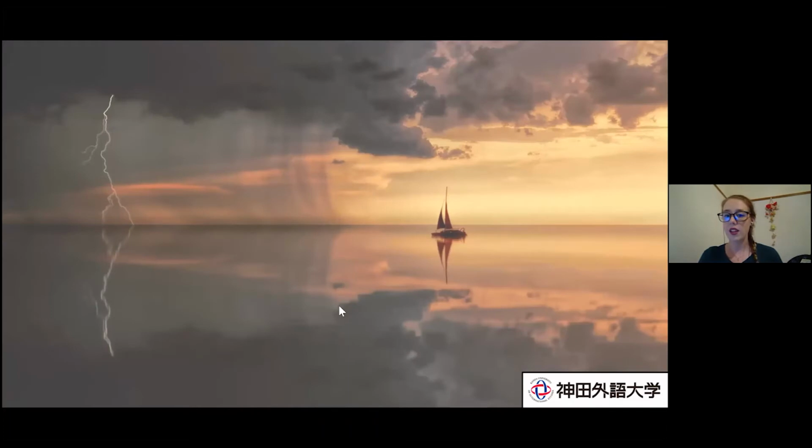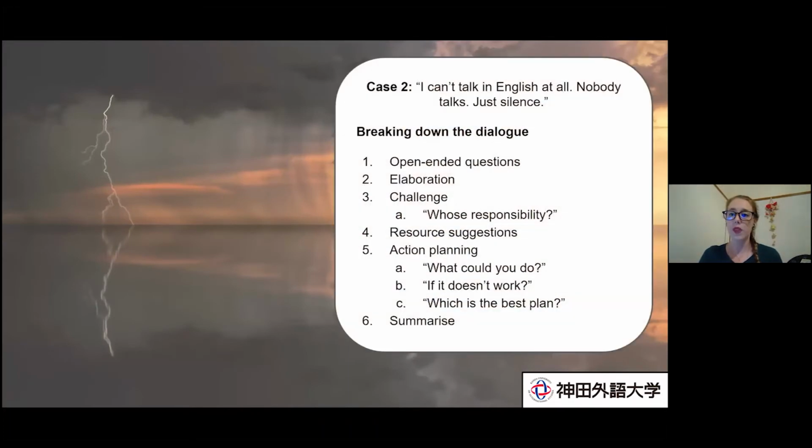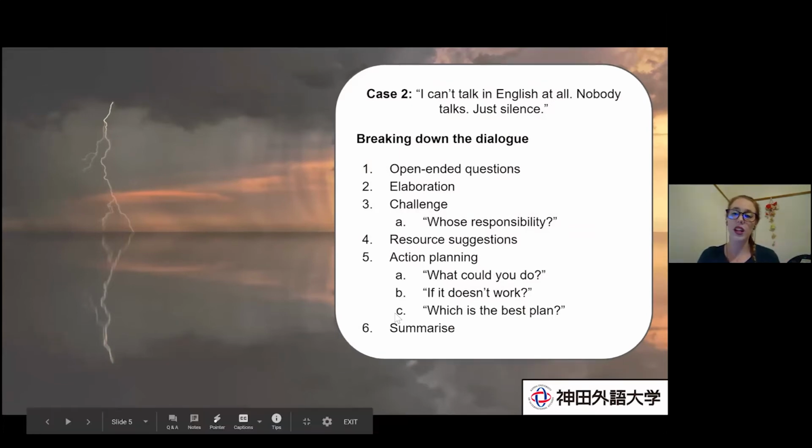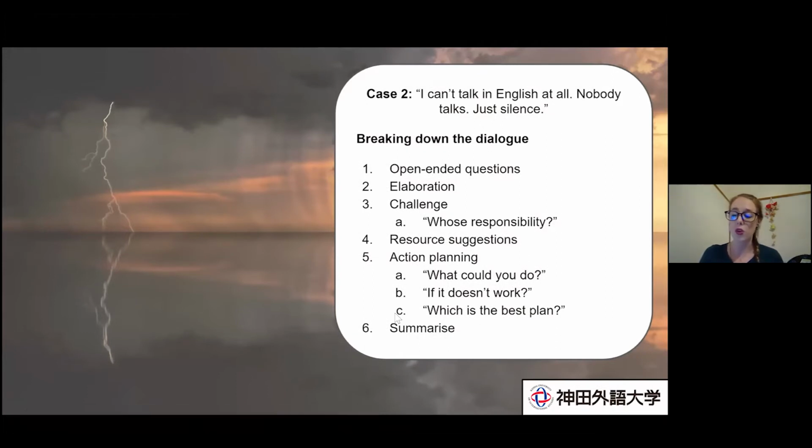So the second case that I'm going to look at very quickly is one that is often found in the Zoom classrooms. So in addition to the problems I mentioned earlier about them feeling disconnected from their peers, and them feeling not so confident to talk online, they might also encounter other issues.